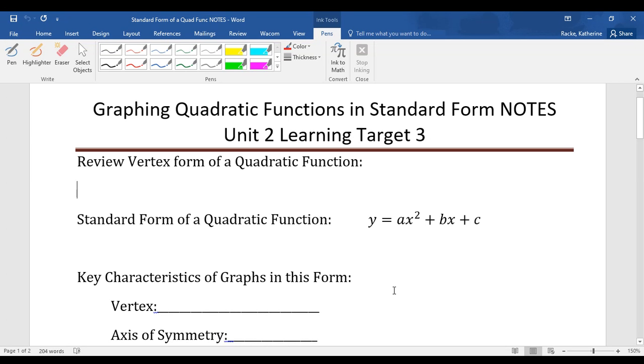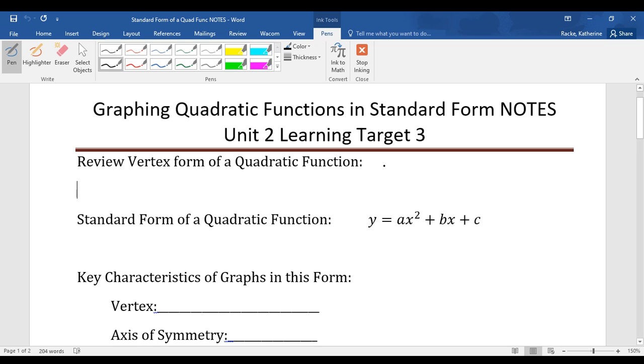All right, guys, we're going to go ahead and get started with graphing quadratic functions in standard form now, okay? So the other day we did vertex form. Today we're doing standard form. Make sure you know the difference. So we're going to review the vertex form of a quadratic function first.